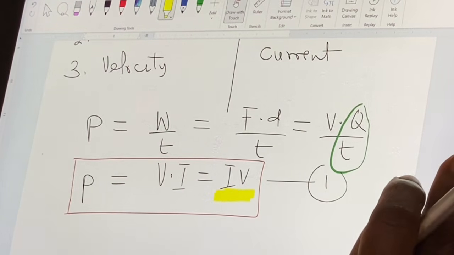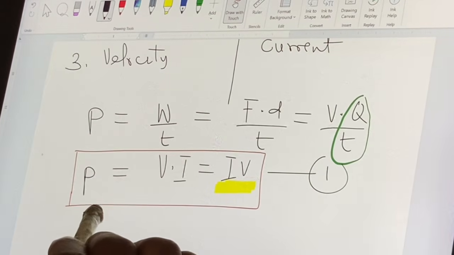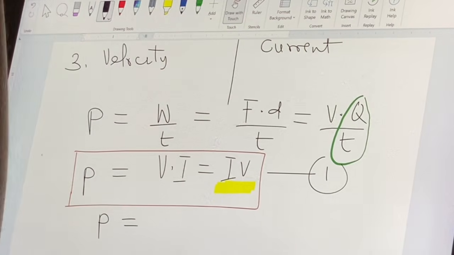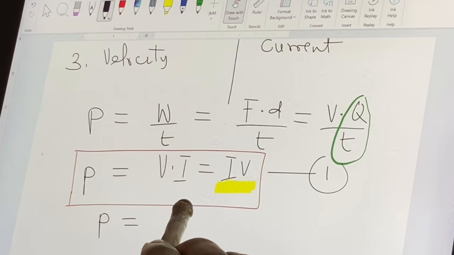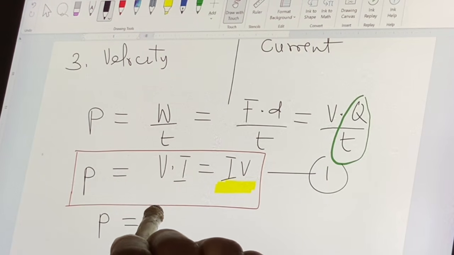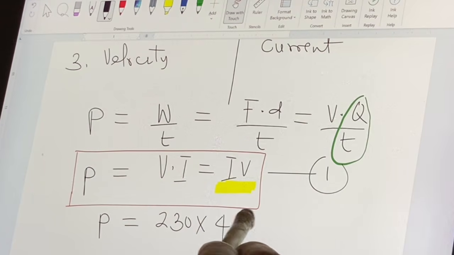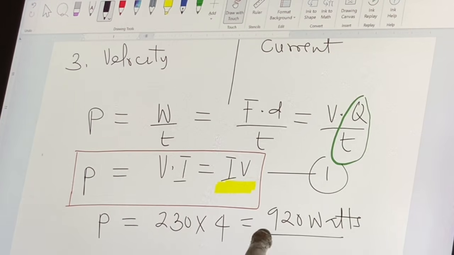So let's solve this question here. To calculate electrical power here, P will be equal to current, which is given to us as 4, times voltage, that is the potential difference, which is given to us as 230. When you punch your calculator, we have this to be 920 watts. The unit of power is either in kilowatts or in watts.